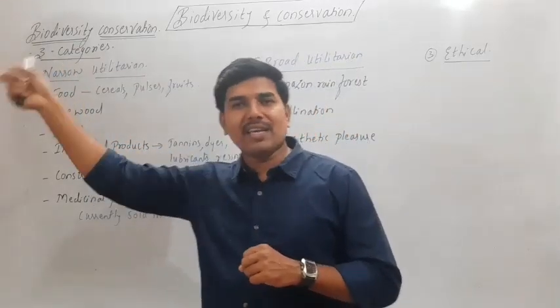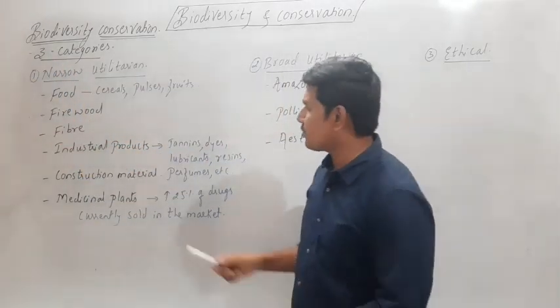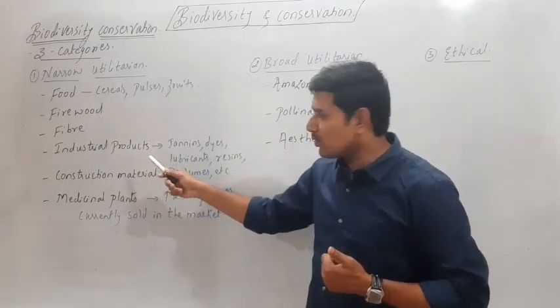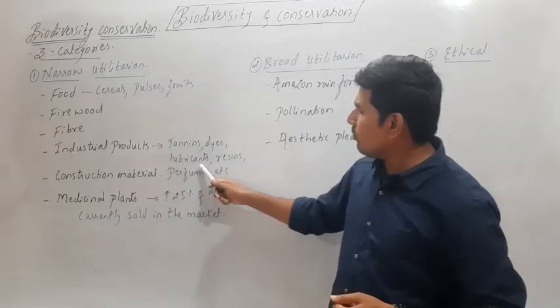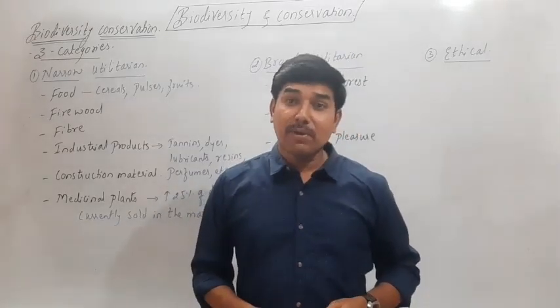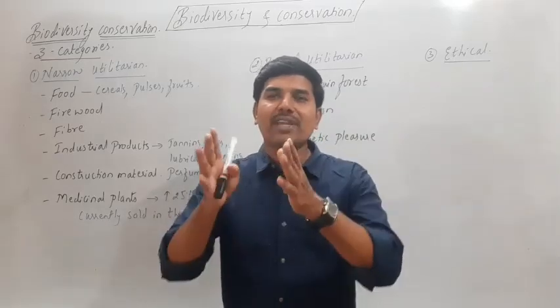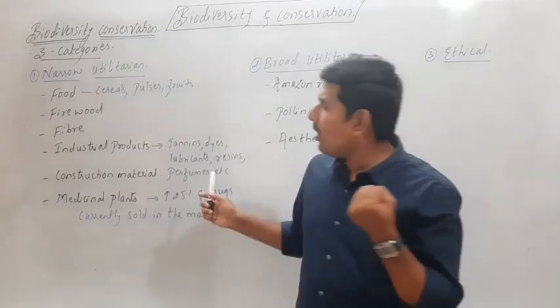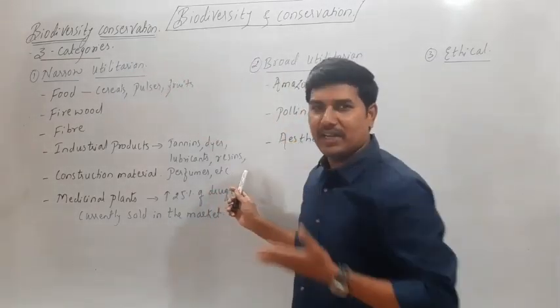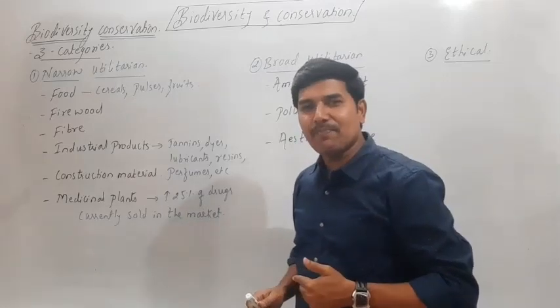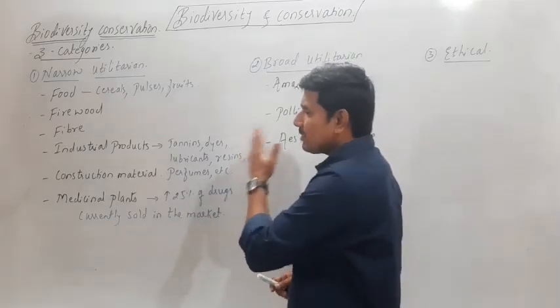That means large scale production of the products takes place through the industries, and that is majorly from the plant sources also. Tannins, dyes, lubricants, resins, perfumes, gums, then rubber. Through the rubber plant, we use these plants for the commercial production of all these products which is marketed. That means to produce those products, first the plant has to be planted, and hence we are using these plants.